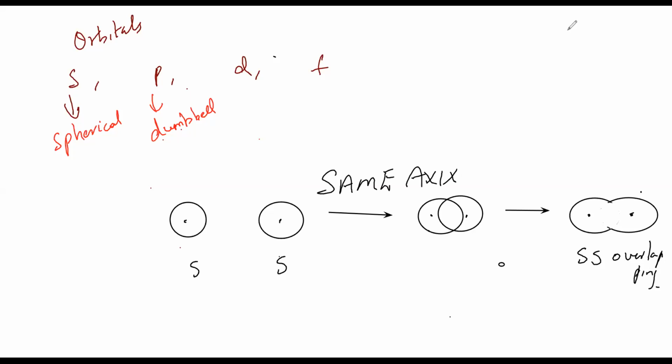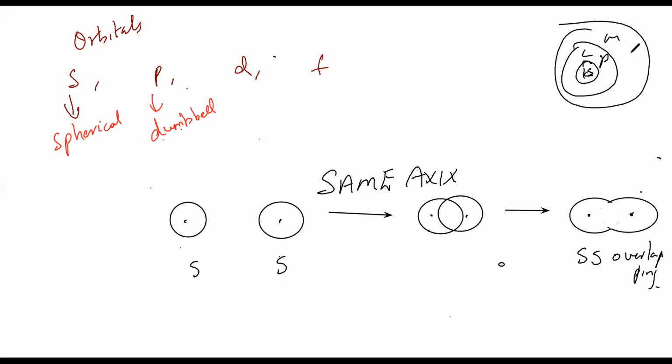D and F, I'll tell you, D is double dumbbell shape. Just like till class 10th, you studied about K, L, M, N and all, right? Now, instead of K, I will study S orbital, P orbital, D orbital and F orbital.